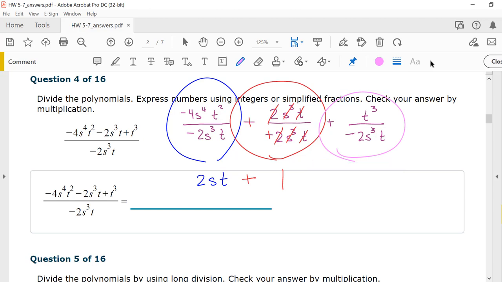Okay, plus, I have a negative 2 in the denominator, so that becomes a minus. 2 is in the denominator. T cubed over t becomes t to the 3 minus 1, which is 2. And I also have an s cubed in the denominator.